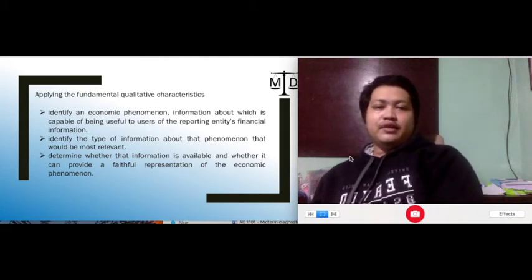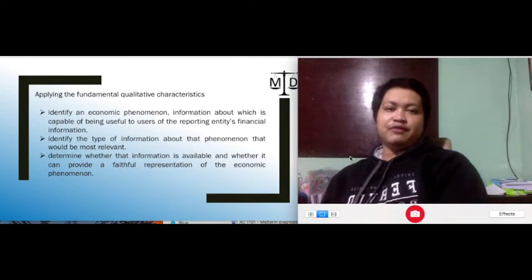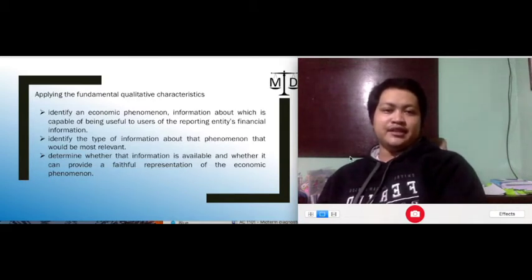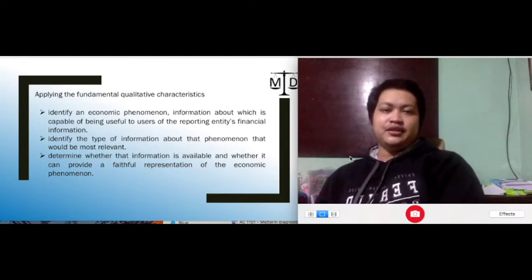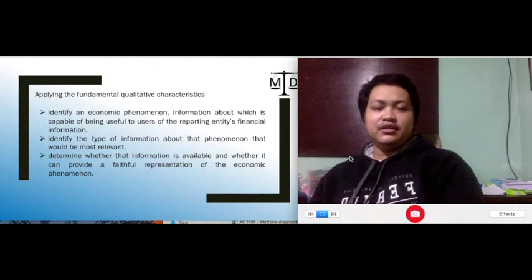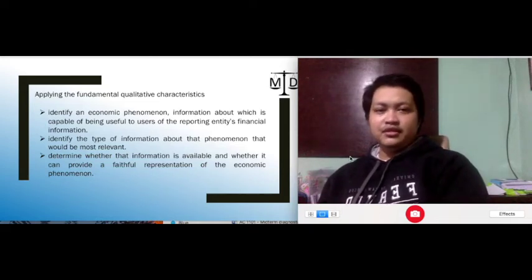So it's possible that there will be a trade-off between relevance and faithful representation just for us to be able to provide useful information. Because no matter how relevant the information is, if it is not available and if it does not faithfully represent the transaction, then it will not be relevant to the financial statement users. And no matter how faithfully an information represents a transaction, if it is not relevant, then it will also not be useful to our financial statement user.